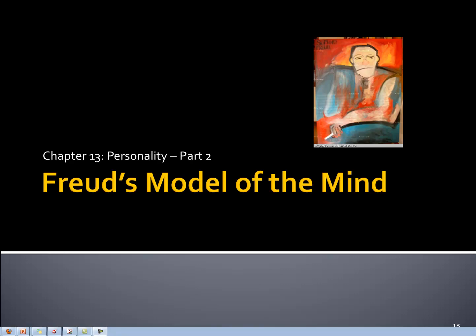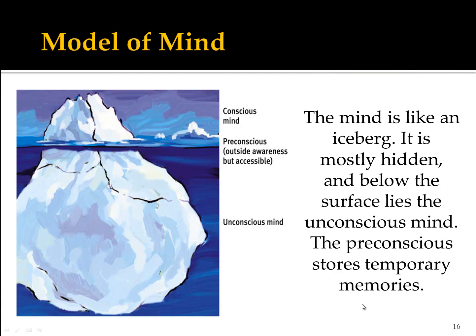Welcome to Part 2, Chapter 13, Theories of Personality. In this section, we're going to talk about Freud's model of the mind and how he conceived the mind. One of the things, as you look here, is you can see that he conceives the mind as being composed of three different parts. He had a conscious mind, a preconscious mind, and an unconscious mind.